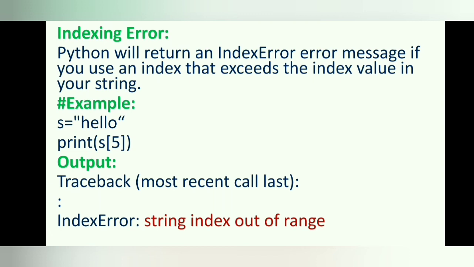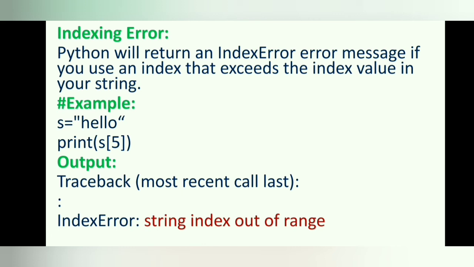Indexing error. Python will return an index error message if you use an index that exceeds the index value in your string. Example. In this example, valid indexes are 0, 1, 2, 3 and 4. But we have used 5, which exceeds the index value of the string. So Python will return an index error message that string index out of range.